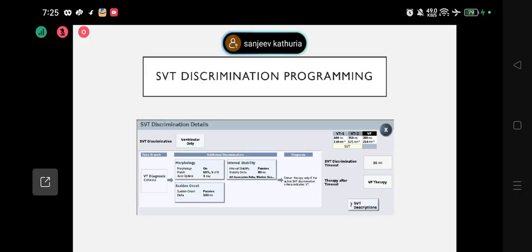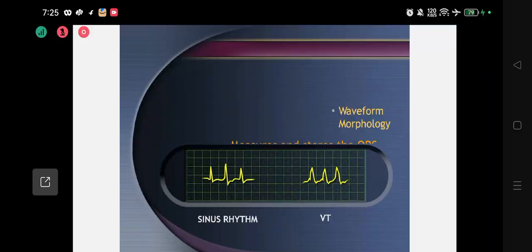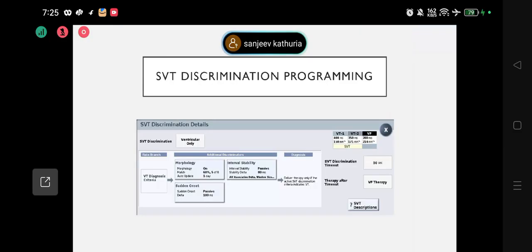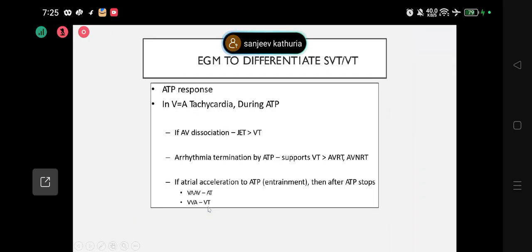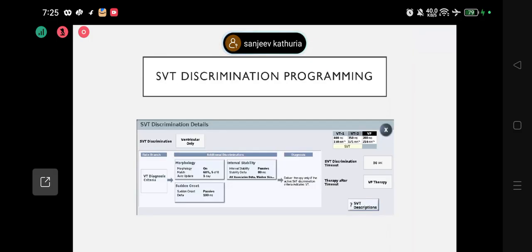Morphology: there is a morphology template which is stored in the machine. It will match. As soon as it says more than 70% match, SVT, it will decide on morphology. Second, sudden onset. If it just suddenly started, it is suddenly terminating, it might be sinus tachycardia. If the sudden onset is there but is causing any kind of fluctuations, fluctuations don't occur in a stable tachycardia, so it is AF.